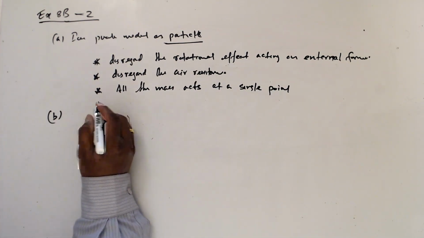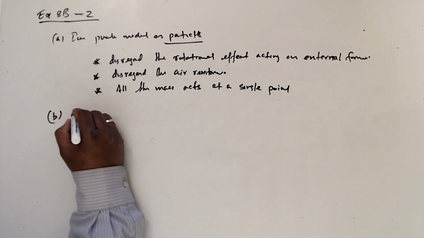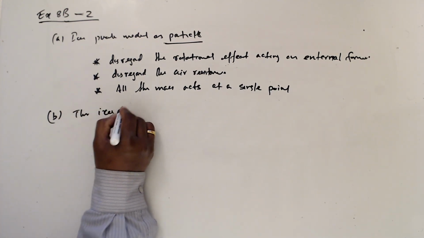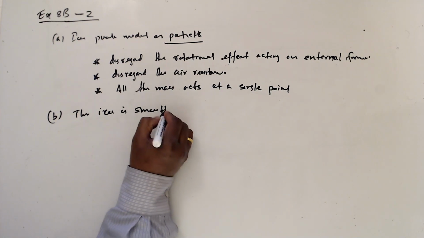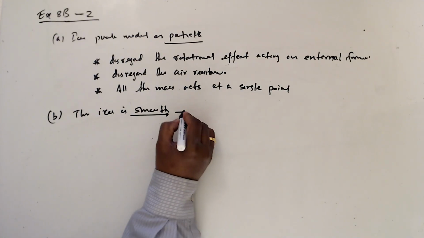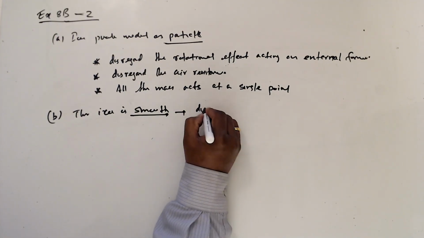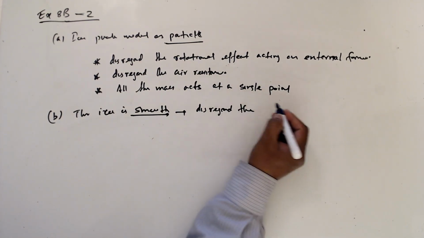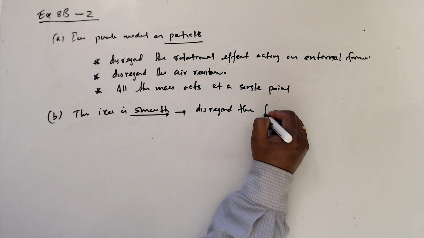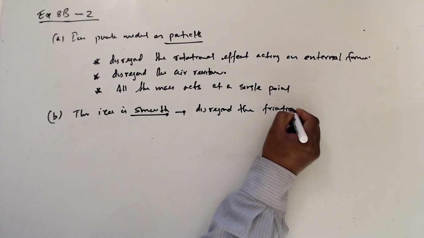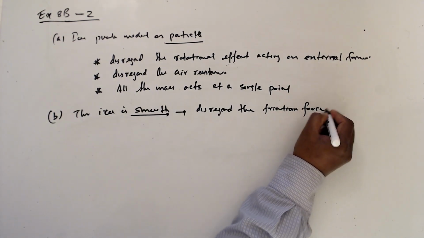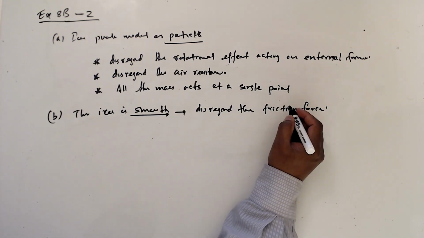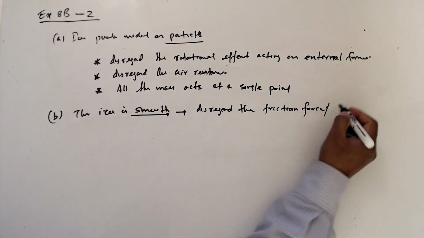And part B, the ice is smooth. So smooth means we disregard the friction force, or friction effect.